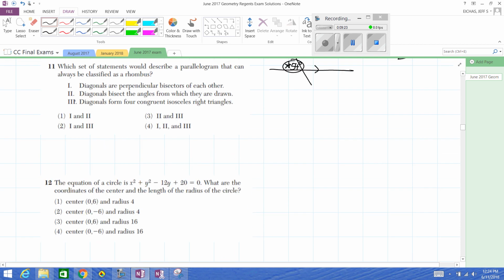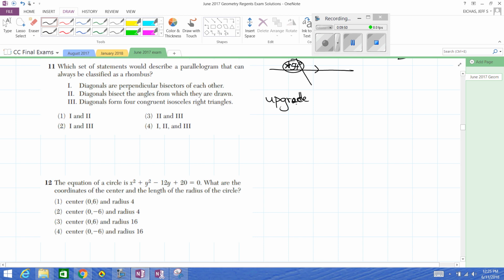All right, number 11, which set of statements would describe a parallelogram that can always be classified as a rhombus? All right, now, this is that upgrade style of problem that we talked about in our classes quite a bit. We already have a parallelogram. Now, which would upgrade it to a rhombus or possibly even more?